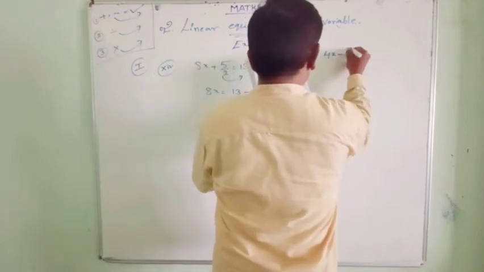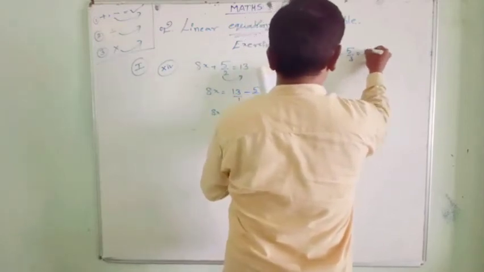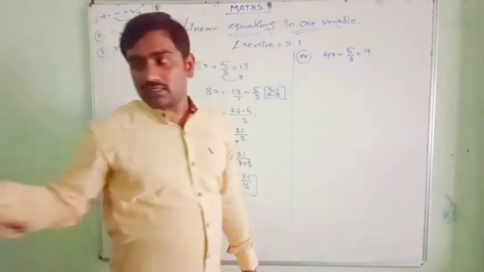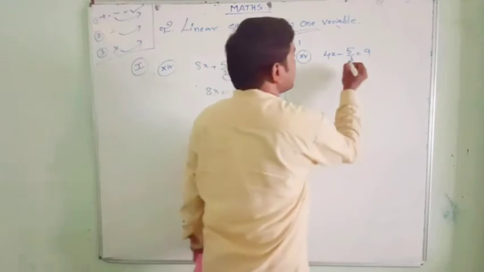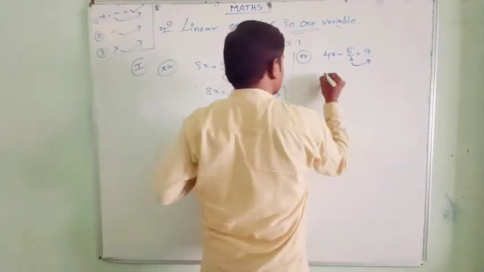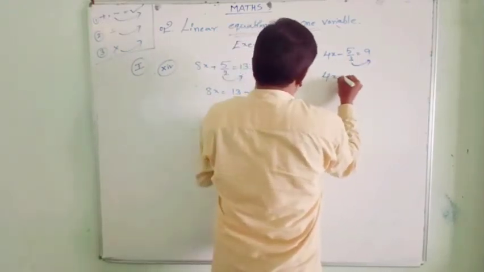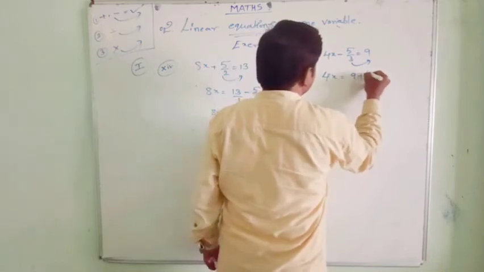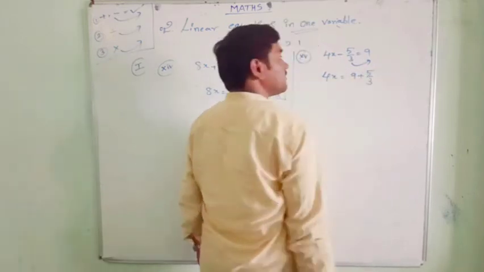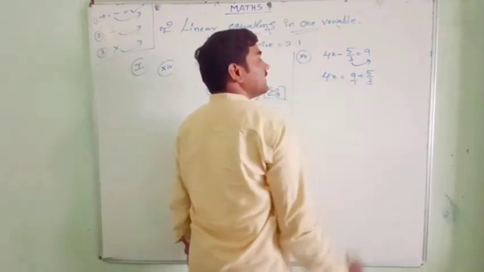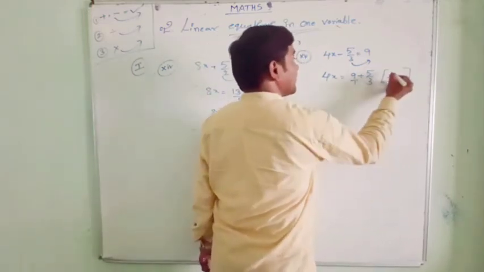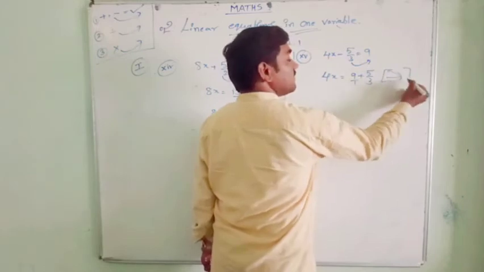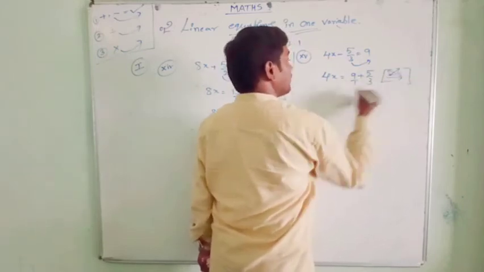4x minus 5 by 3 equal to 9. So here first, minus 5 by 3 will transfer to this side. 4x equal to 9 plus 5 by 3. Minus 5 by 3 becomes plus 5 by 3. This 9 we will write as 9 by 1. First we will take the cross multiplication at the bottom first, then diagonal.